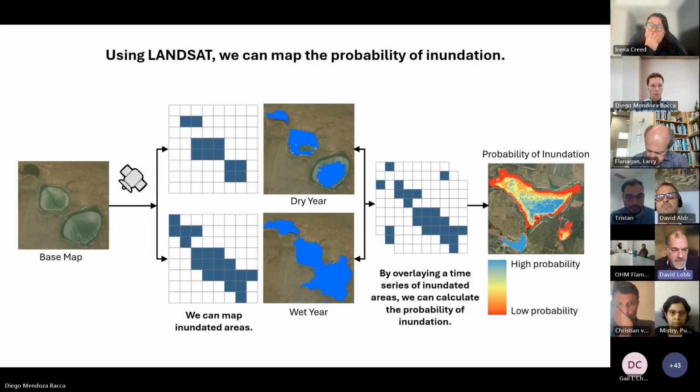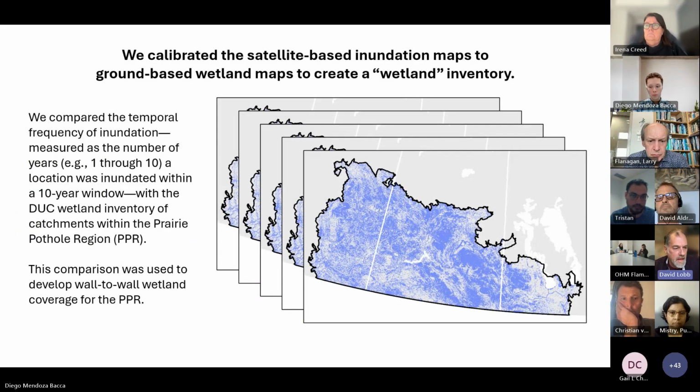And to illustrate such innovation, I've got a few examples of illustrations provided by the team. This one, using Landsat, we can map the probability of inundation. Next slide. In that effort, we generated the first version of these maps back in August 2023. And in May of 2024, we revised the inventories to mitigate overestimation of wetlands in years where flooding occurred.